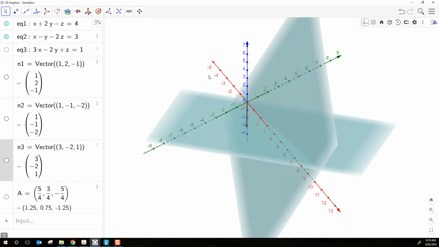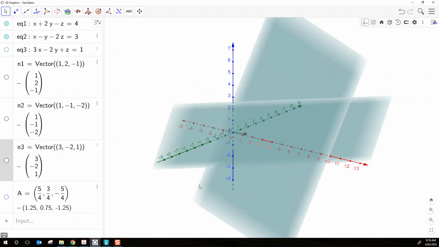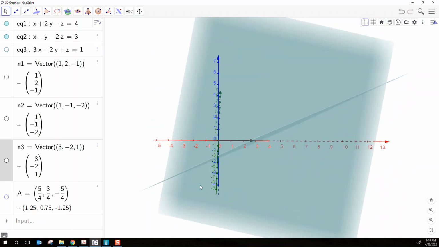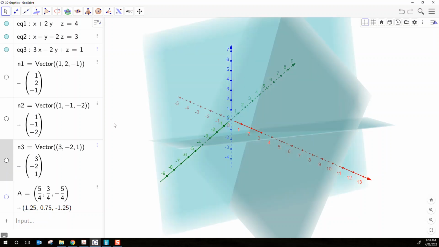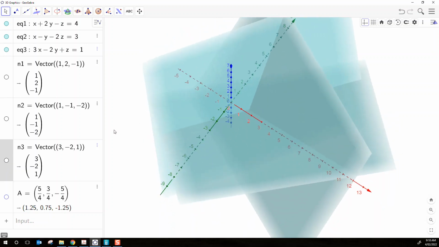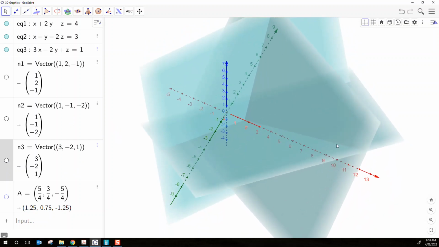Now there's the first two, and let's just, why do I still have a normal vector drawn there? I didn't think I had a normal vector being drawn. That's weird. Turn that off. And now here comes equation 3. Equation 3 cuts through both of them, and of course this means we get a line of intersection between plane 1 and 2, a different line of intersection between plane 1 and plane 3, and a third line of intersection between plane 2 and plane 3.